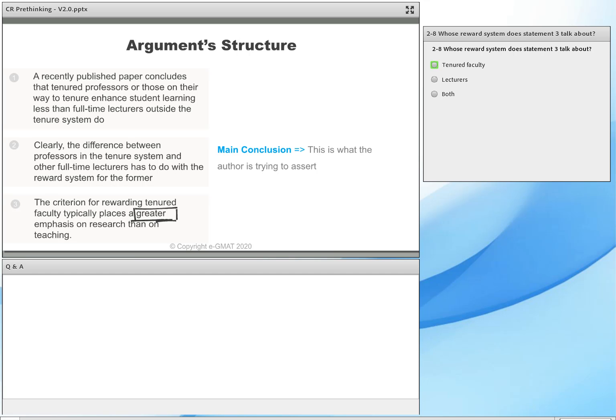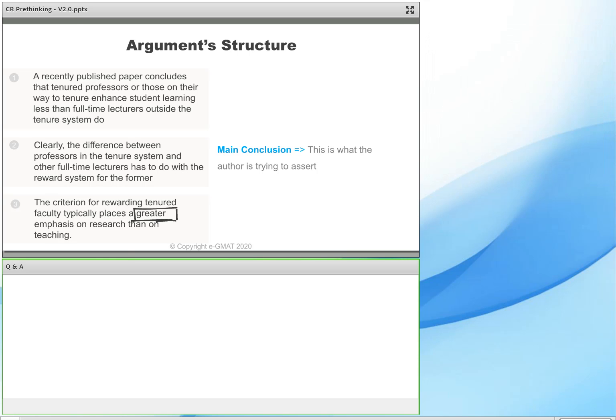Three, 2, and 1. Let me end the poll. I'm going to broadcast the results. 70% of you say just tenured faculty, and you'd be correct. But you can also see 29% of you are saying both tenured faculty and lecturers, and you will be wrong over there. And again, I want you to read this again.